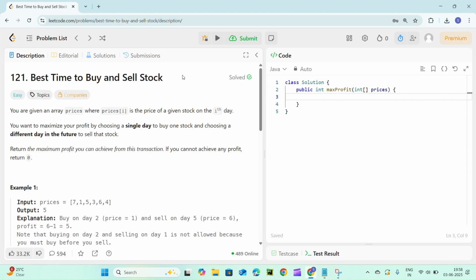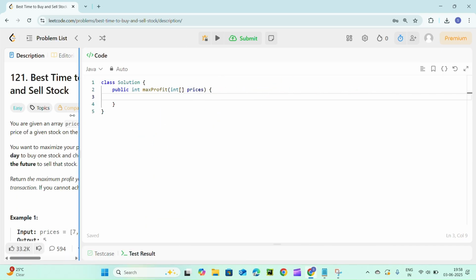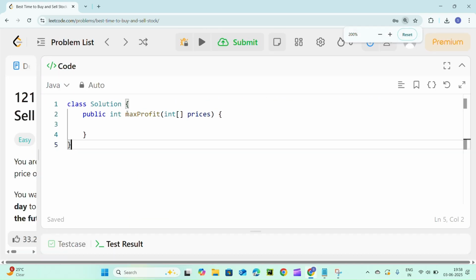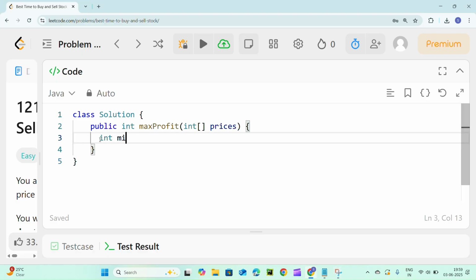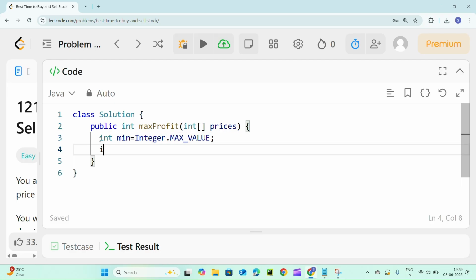Okay, now let's try to write the code. First let me increase the size so that you can see it clearly. First we need to have some elements like a minimum value. Because we are buying at the minimum value, we need to store that value. So let me take it as int min equal to Integer.MAX_VALUE. I will tell why I wrote Integer.MAX_VALUE instead of writing 0. And I want to take max profit, how much I will get.